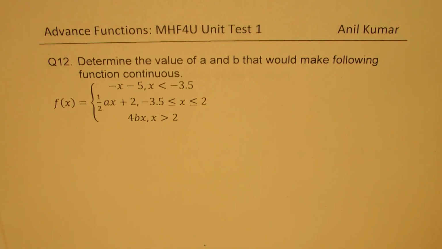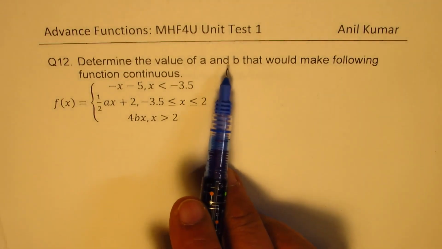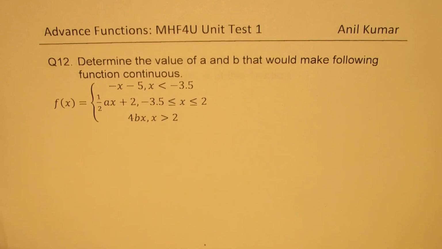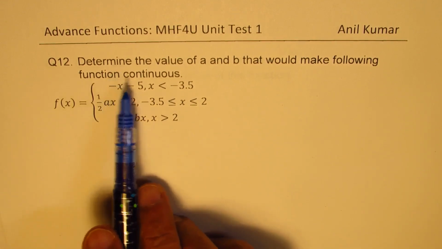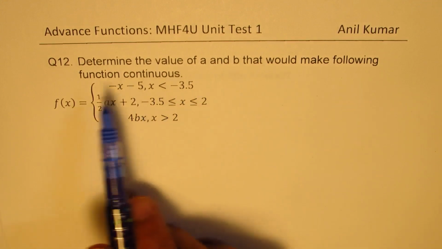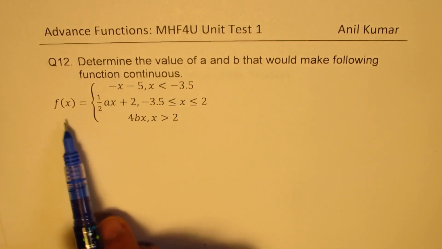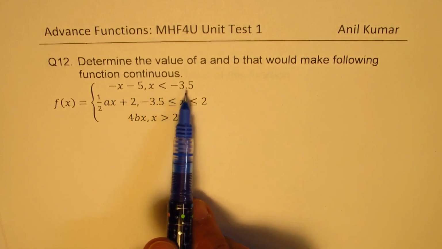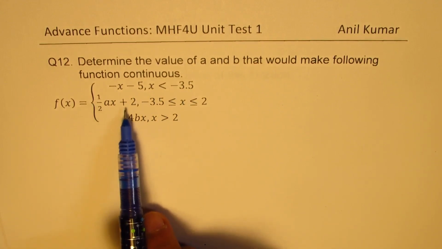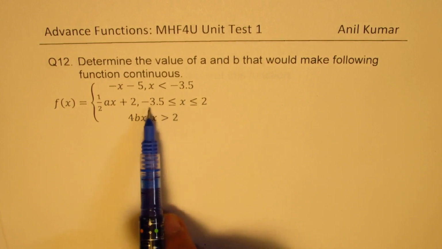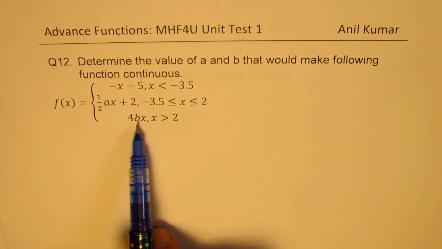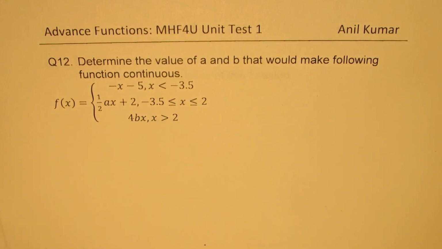Here is question number 12, a piecewise function. We need to find the values of a and b, which can make this piecewise function a continuous function. The question is, determine the values of a and b that would make the following function continuous. F of x equals minus x minus 5 for x less than minus 3.5, half of ax plus 2 for x between minus 3.5 and 2, both included, and 4bx when x is greater than 2.